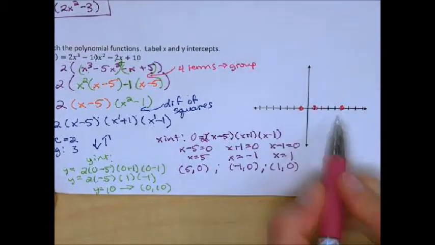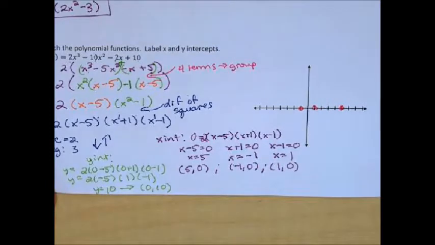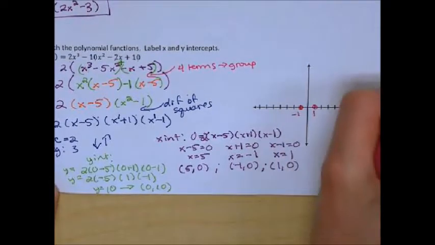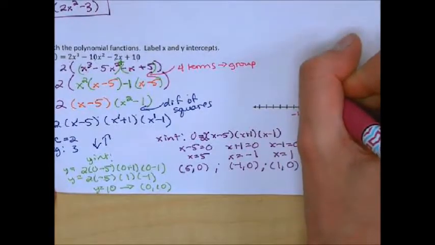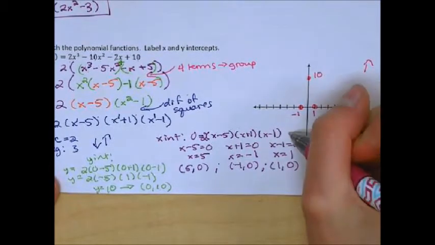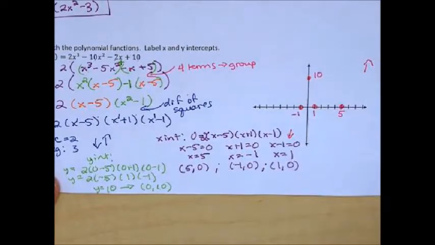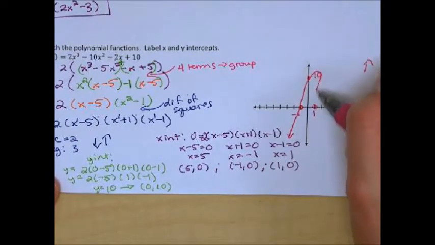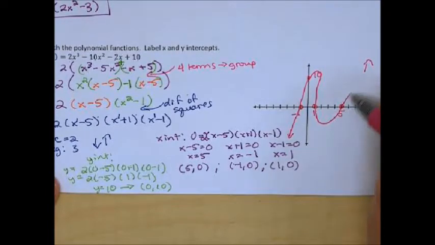So I put 1 at 5, negative 1, 1. My y-intercept is at 10. Low, high. So we're going to connect like that.